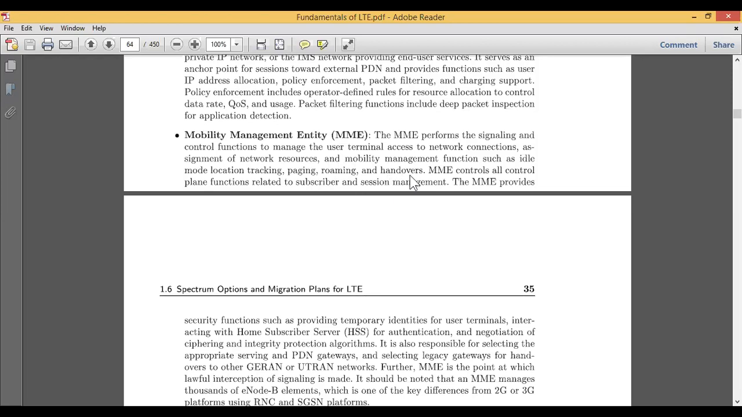And handover is nothing but handing over the network. If you are on a call and you try to switch to another network area, then your call has to be handed over to that network area. And how is this possible? By making use of this MME entity. The MME controls all the control plane functions related to subscriber and session management.